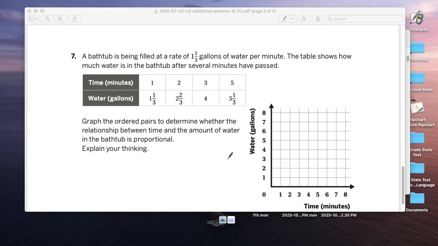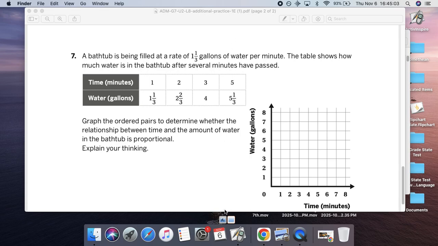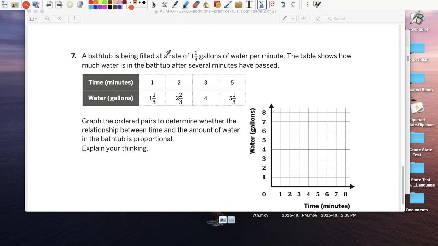A bathtub is being filled at a rate of 1/3 of a gallon per minute. So there's our unit rate right there, per minute. If I have my unit rate, life is so much easier because automatically I know my constant of proportionality. It's the same number, times 1 and 1/3, times 1 and 1/3, times 1 and 1/3. So I want to graph this.